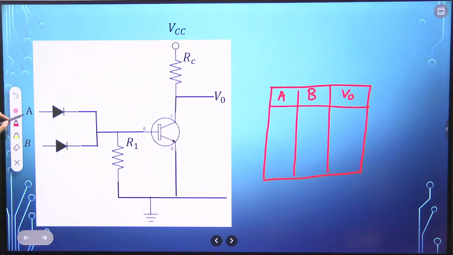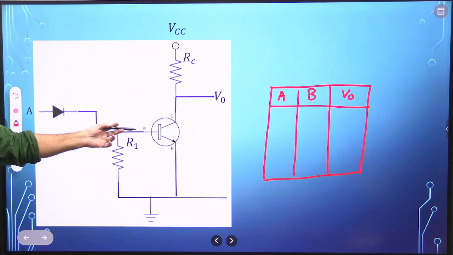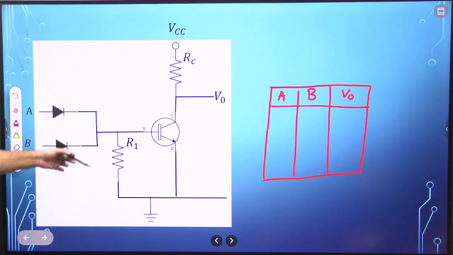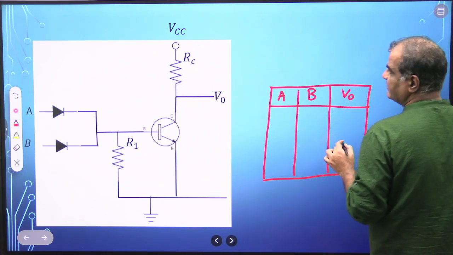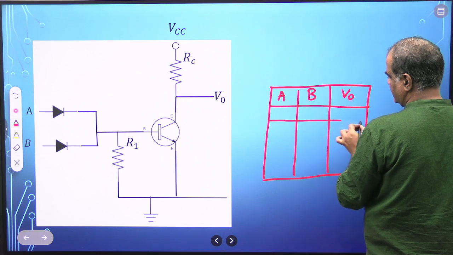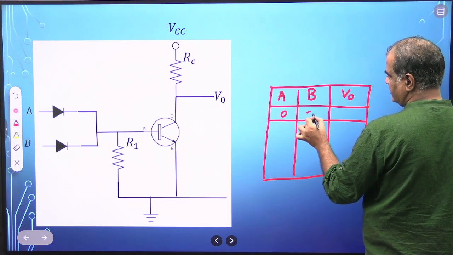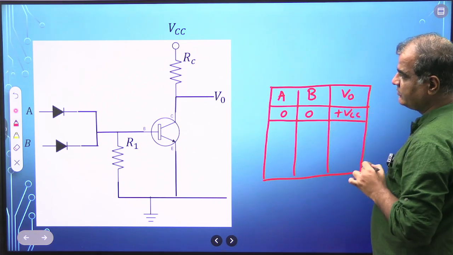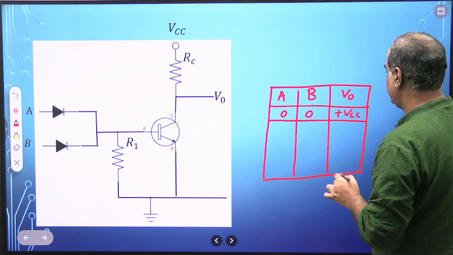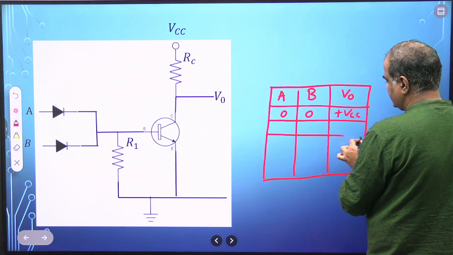If this is 0, this is 0, these are open. There is no voltage here. If no voltage here, that means what will happen? This current is not there. So VCC will come at the V naught. So 0, 0, you got plus VCC. Now tell me next, 0, 1.